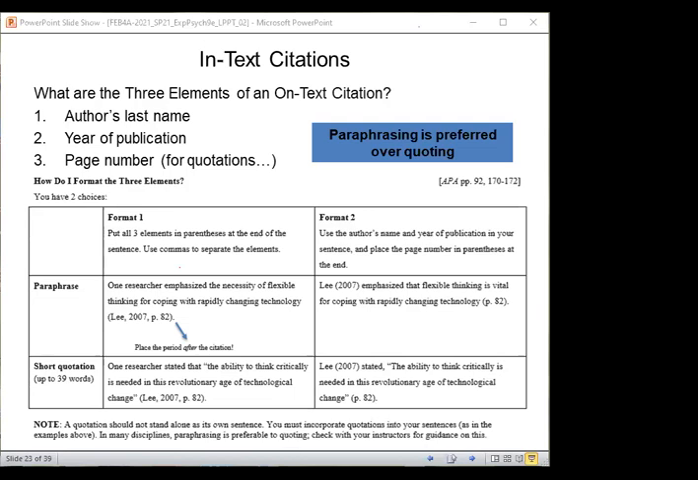This note here at the very bottom: a quotation should not stand alone in its own sentence. You must incorporate quotations into your sentences. So you don't quote the whole thing and just put it there with none of your words. That's not the way it works. And my last add to this, paraphrasing is preferred over quoting. It's better to paraphrase as opposed to quote. I'm going to pause there to see if there are any comments or questions so far before we start to wrap things up. We only have a few more slides to go through.